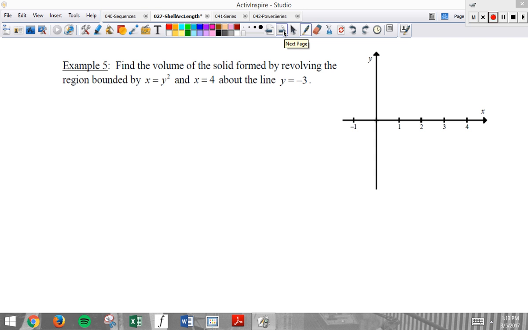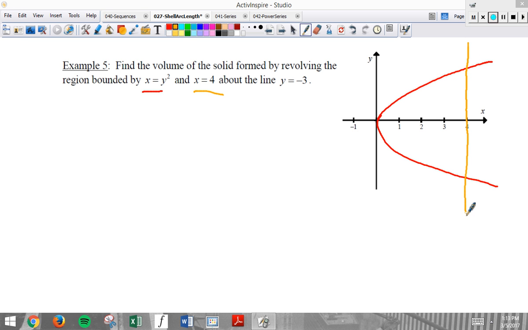Find the volume of the solid formed by revolving the region bounded by x equals y squared and x equals 4 about the line y equals negative 3. What's this? Oh, that's a sideways parabola, you might have said. I've seen worse parabolas. X equals 4 is a vertical line, about the line y equals negative 3. Now, honestly, a hard part of this for people is to think about where this line is.